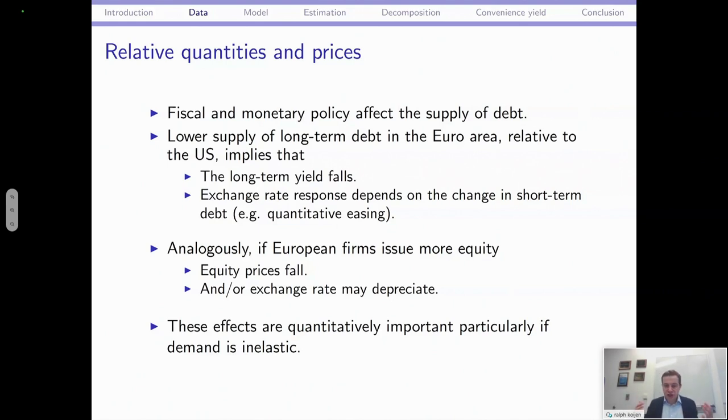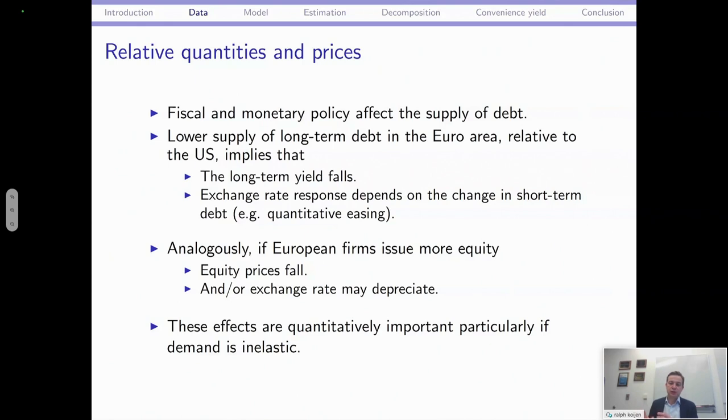Now the impact on exchange rates is going to depend on what happens to the quantity of short-term debt. Similarly, if equity markets are inelastic, then if European firms issue more equity, then equity prices will fall for markets to clear, and the exchange rate may depreciate in that case as well. And so the more inelastic markets are, the more quantitatively important these effects are.